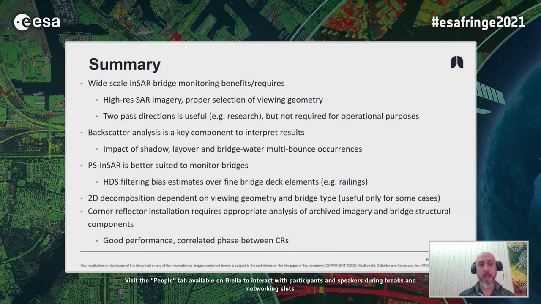We found, of course, that PS InSAR is better suited to monitor bridges. Using techniques like homogeneous distributed scatterers can bias the phase measurements over very fine detailed bridge elements. And in general, the corner reflectors had good performance. At those specific locations, based on our analysis, we could even install smaller corner reflectors and they would perform well.